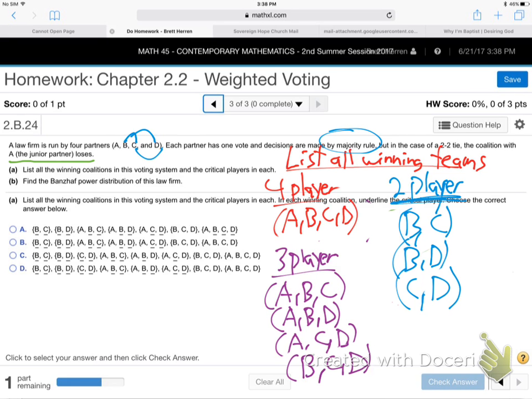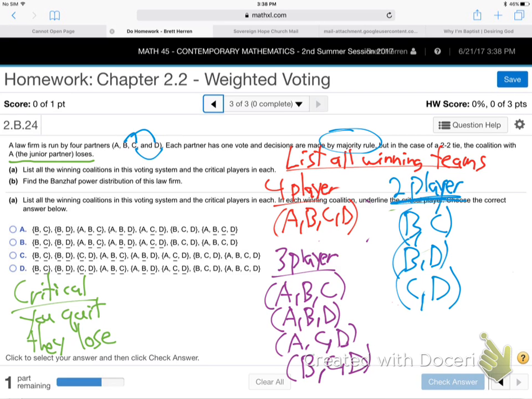Now what is it time to do? Find out who's critical, right? So now we've got to go back and ask who's critical in these various teams. So to find the critical players, let's go one by one. Remember what critical means. Let me write critical again. This is often the tricky part for people. Critical means you quit, they lose. You quit and your team loses.